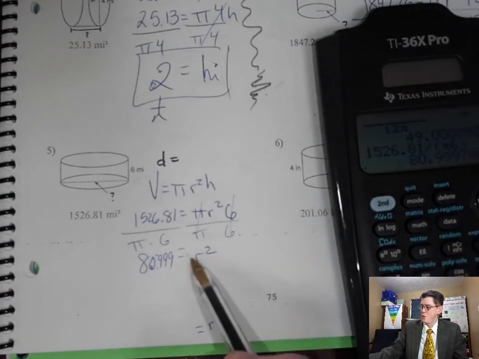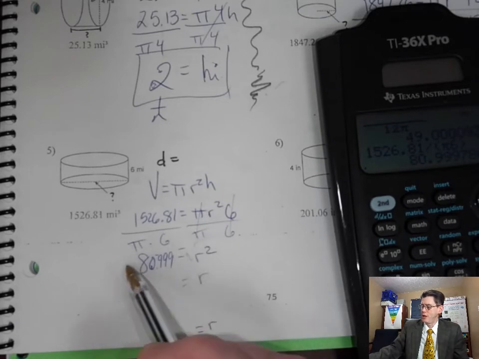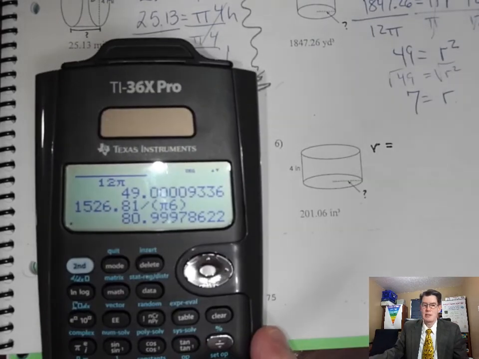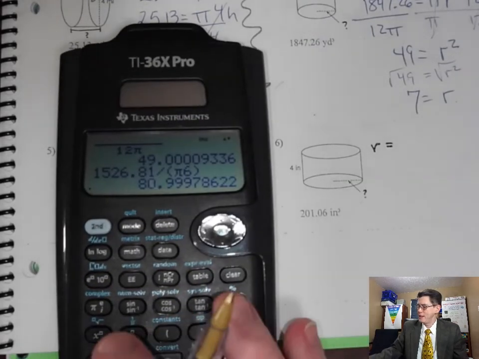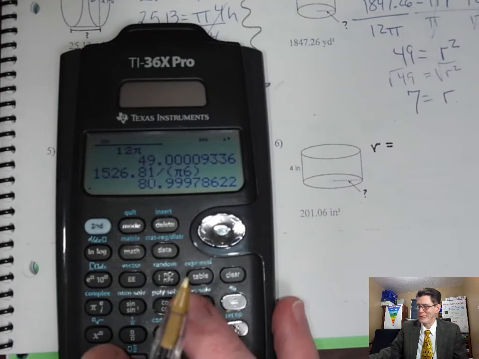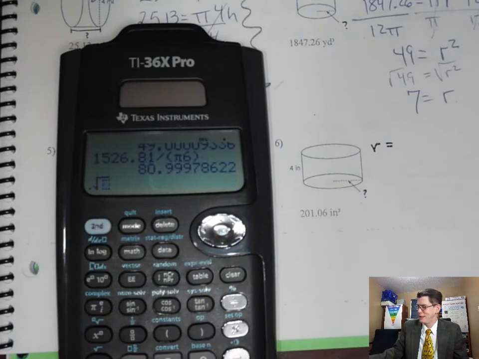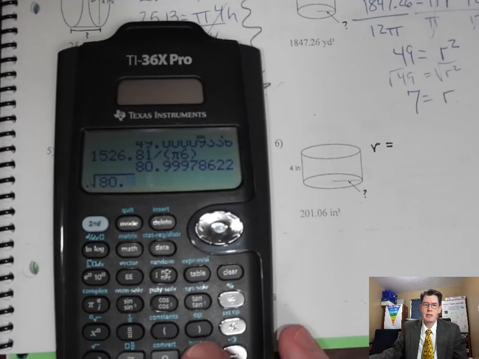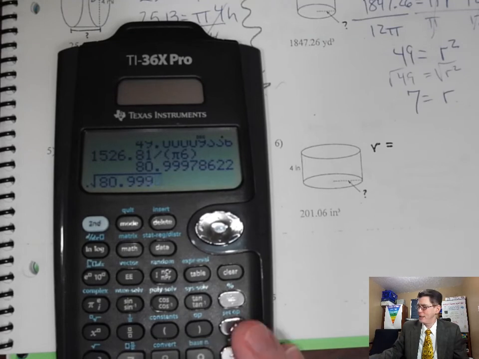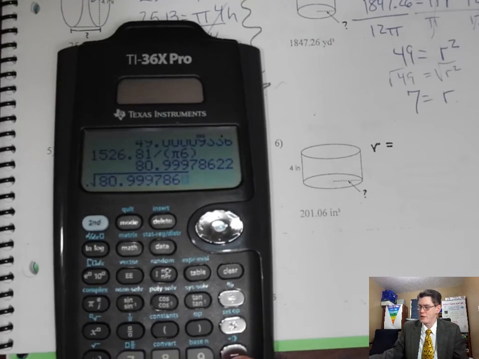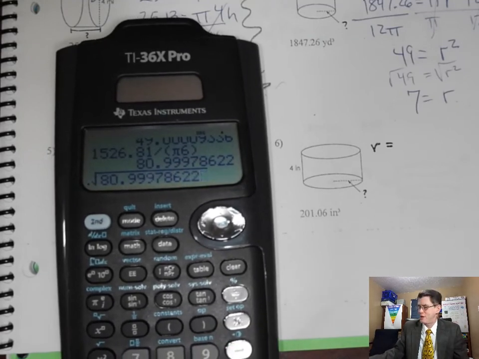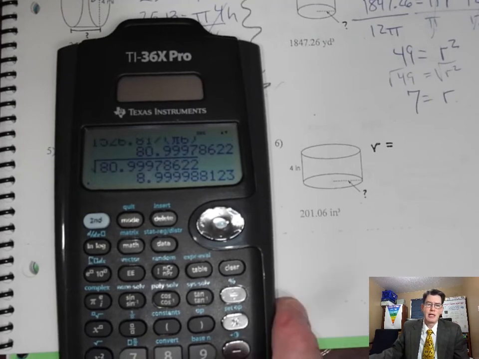Because when you take the square root of both of these, the square root of r squared is r, and the square root of that side, I have no idea what that is. 80, the square root, I really do, but just giving you an opportunity to get there. 80.999786. I've really gone too far. Finding the square root of that many digits, you don't need that much. It's going to give you the same number.